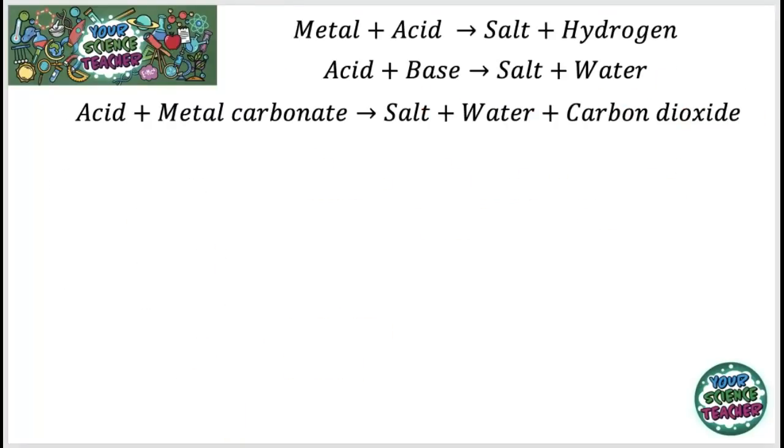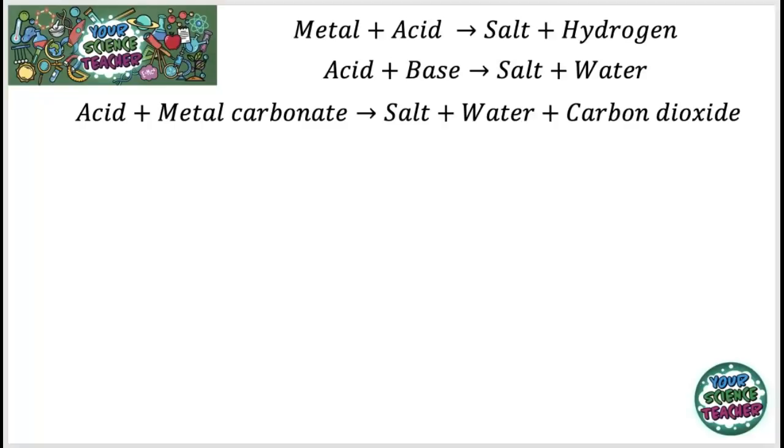There are some key reactions you need to know from this topic as well, and you just basically have to learn them. There are some rules that you need to know. If you have a metal and an acid, you always make a salt and hydrogen. Acid and a base makes salt plus water. Acid plus metal carbonate makes salt plus water plus carbon dioxide.